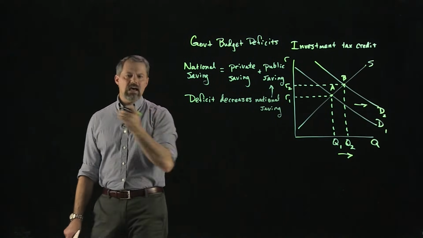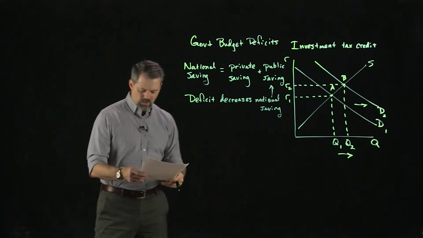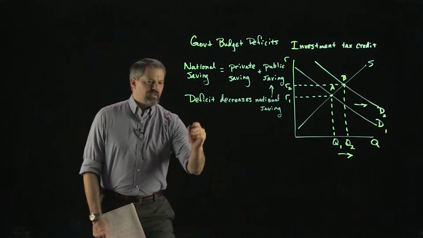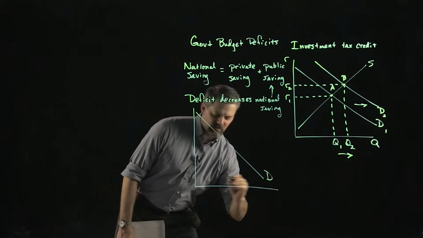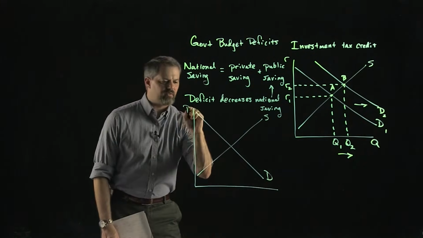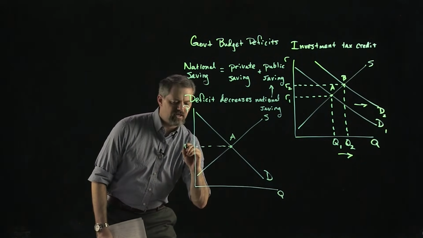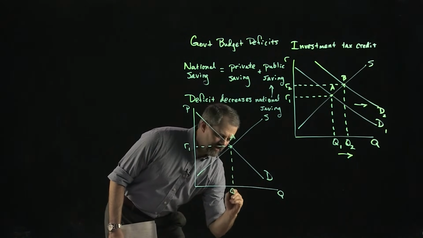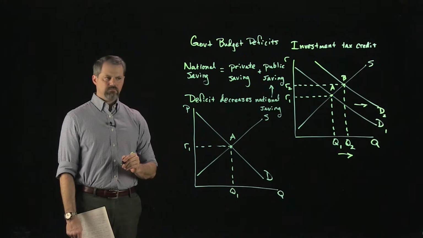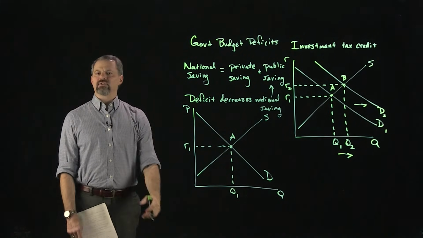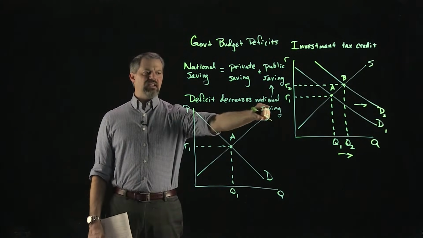So now that we know that, we can think about what's going to happen in this market. Let's draw a picture. We start with an equilibrium. We've got our demand for loanable funds and the supply of loanable funds. We're going to start here at point A with an initial interest rate R1, an initial amount of saving and investment that happens in the economy right there at Q1. And now all of a sudden the government starts running a budget deficit. So national saving is going to decrease.